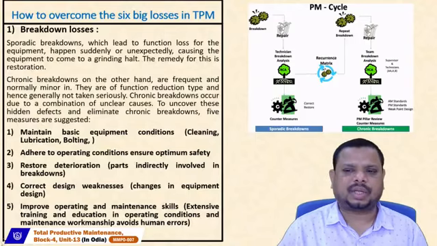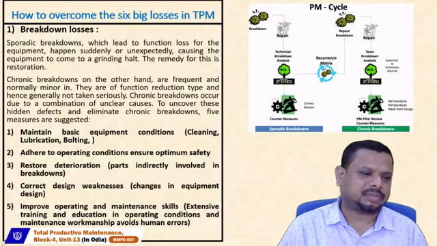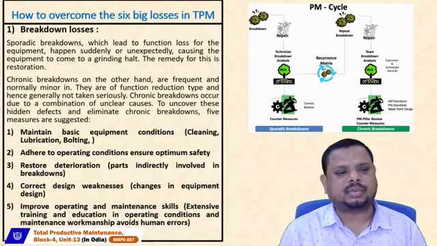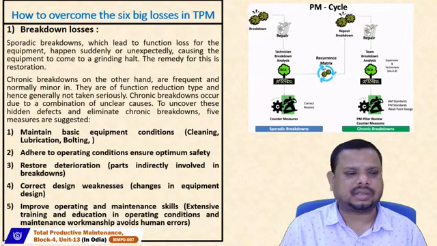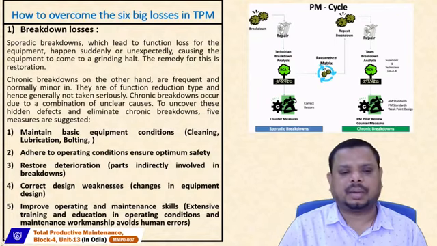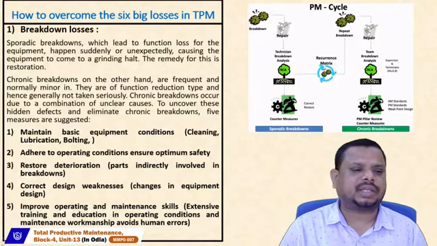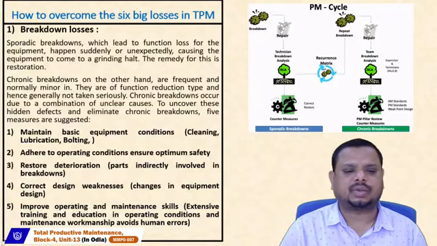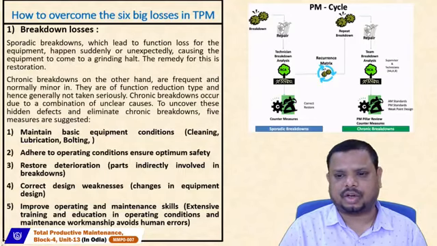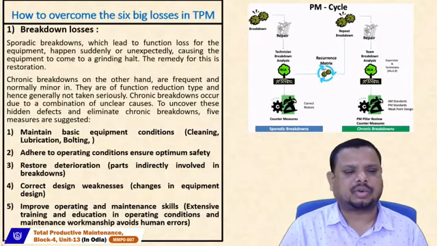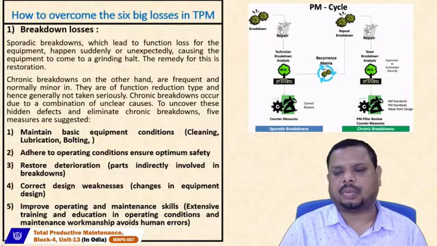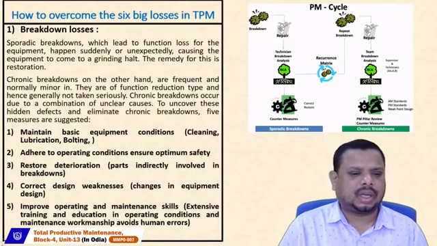But if chronic breakdown happens specific to a machine or equipment, in that case you have to focus upon these five measures. The first one is maintain basic equipment condition, that means cleaning, lubricating, and proper tightening of bolts. The second one is adhere to operating conditions to ensure optimum safety. When the operator is involved, they have to follow the proper operating conditions.